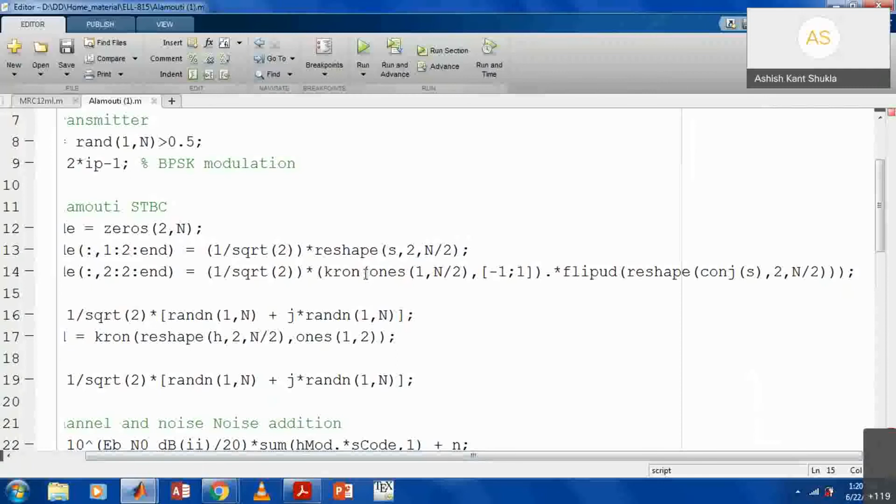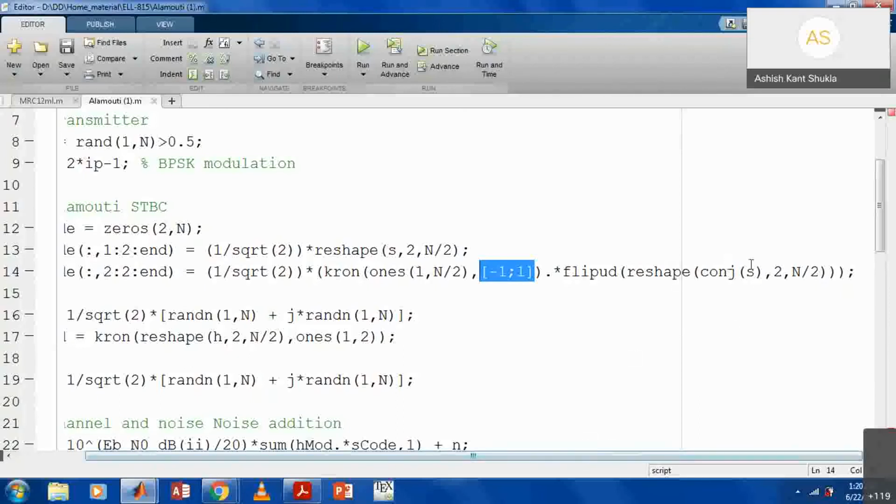This kron command is nothing but a Kronecker product. It is taking a Kronecker product, and the Kronecker product is this: one matrix and another matrix, and it is just multiplying these two matrices. With multiplication, I mean that it is taking all the products. As it's a 2 cross 2 matrix, it will take all the combinations. So it is a 1 cross n by 2 matrix, and all the elements will be multiplied by -1, and all the elements will be multiplied by 1, and it will form an overall matrix from that.